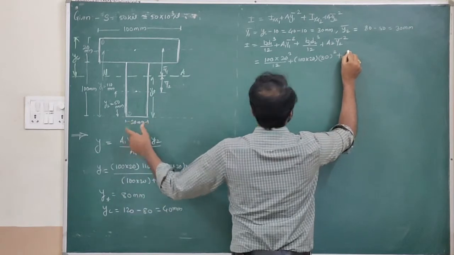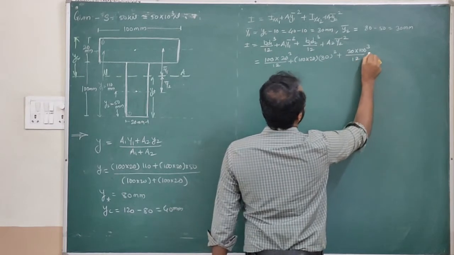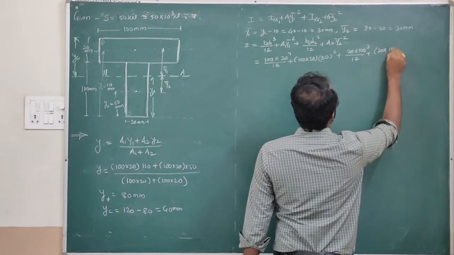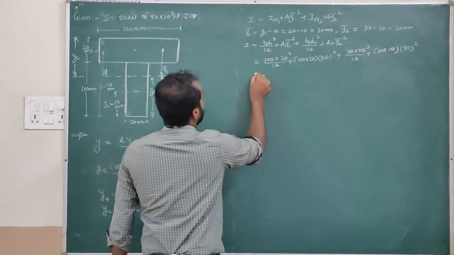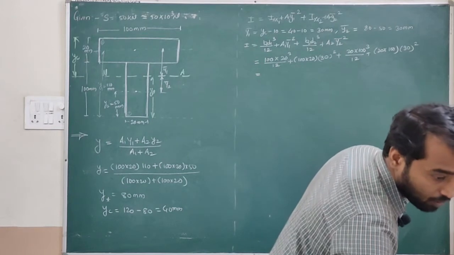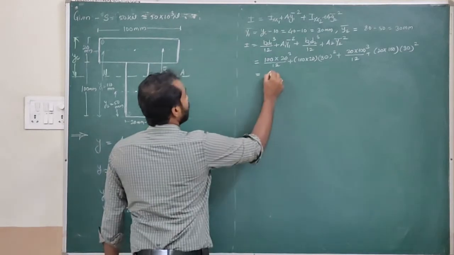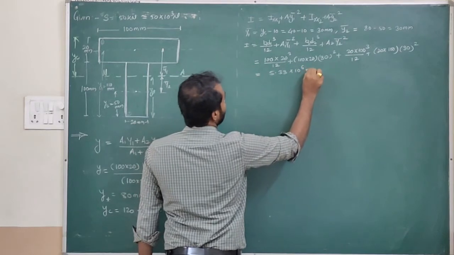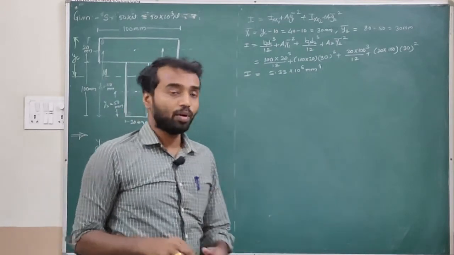What is the width in the second case? It is 20 into depth, it is 100 cube divided by 12, plus 20 into 100 into 30 square. If you solve this you will get the value as 5.33 into 10 raised to power 6 mm raised to the power 4. Okay, so we have found the value of moment of inertia also.